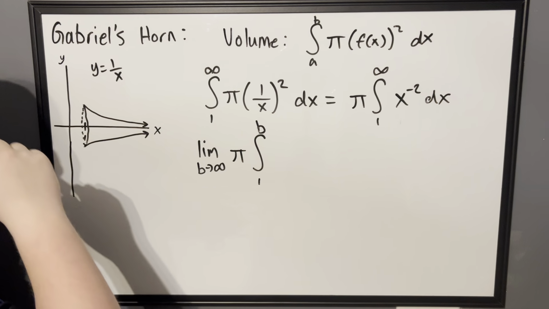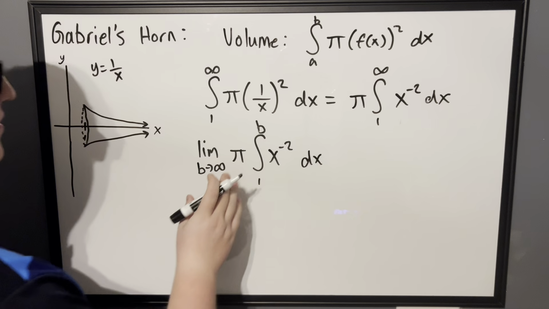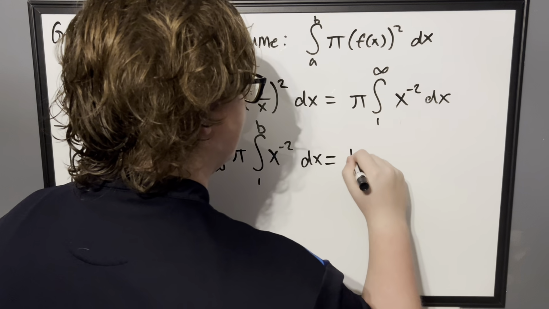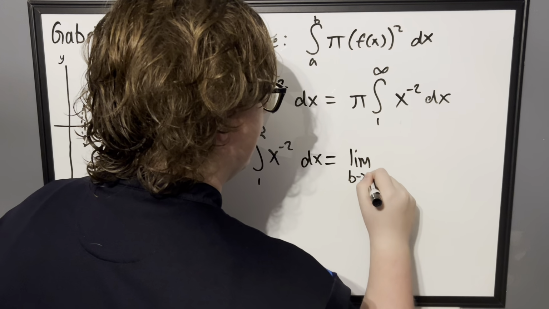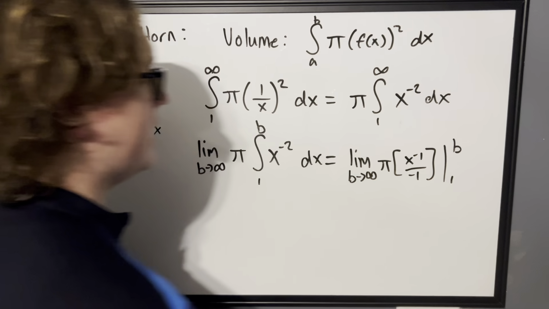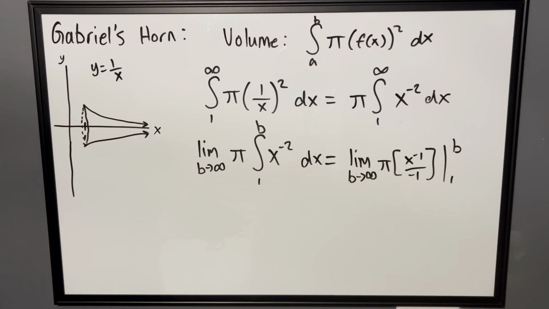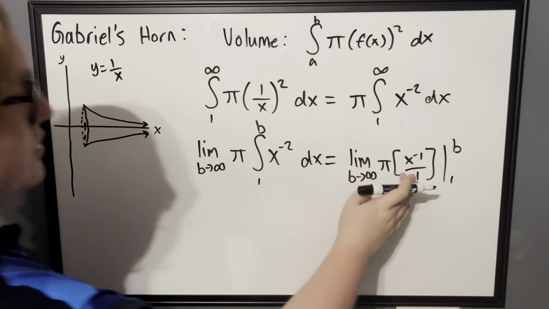So now we can evaluate the integral. We know that for the integral of x to the negative 2, we can use the power rule. So don't forget we have this pi and we also have the limit. So the limit as b goes to infinity of pi multiplied by, this one is going to be x to the negative first over negative 1. So x to the negative first over negative 1, evaluated from 1 to b. Now this actually will turn into negative 1 over x, by bringing this down and making it negative. So this is negative 1 over x.